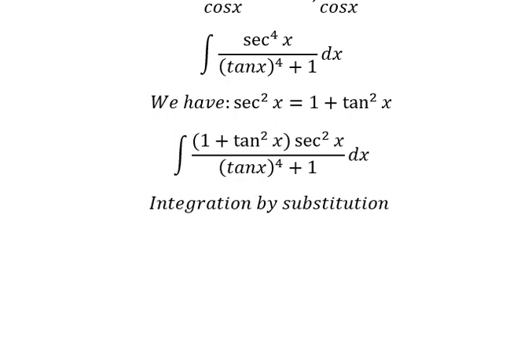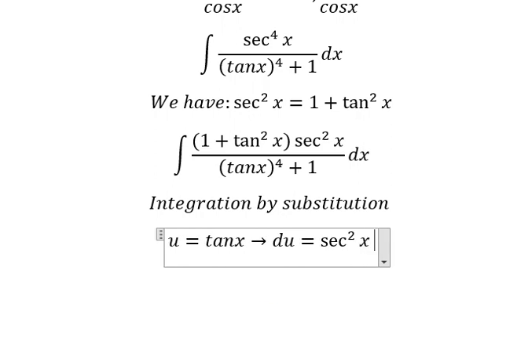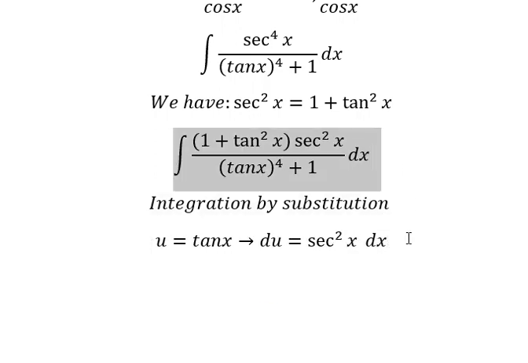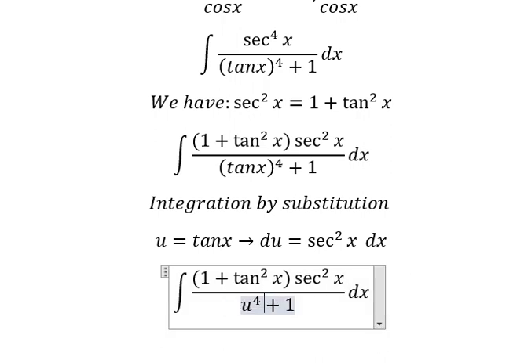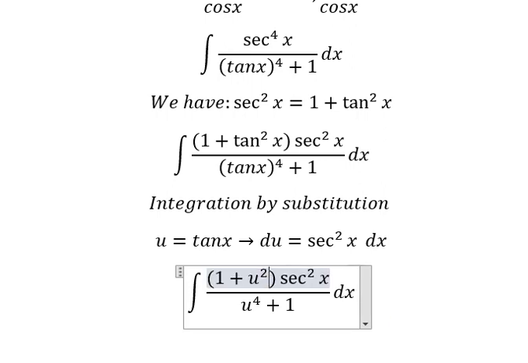So I will put u equals tan x. Next, we need to do first the derivative for both sides, and we have secant squared x dx. So this one we change for u, and secant squared x dx we change for du.